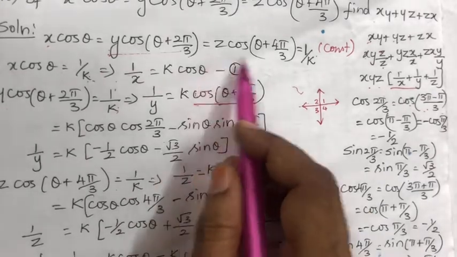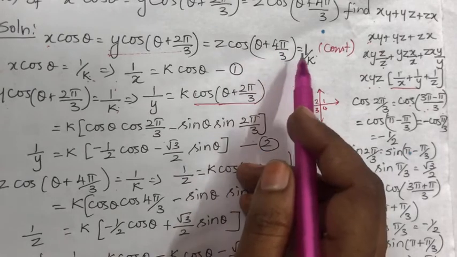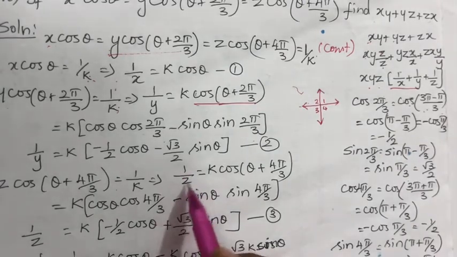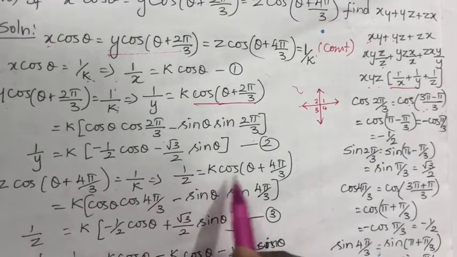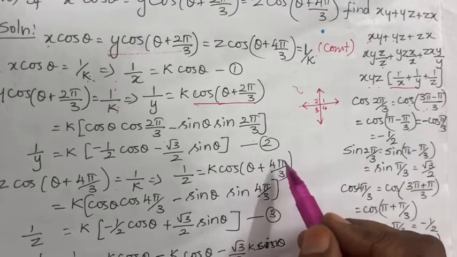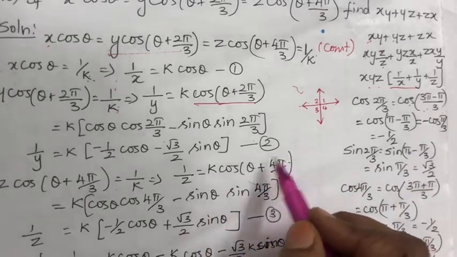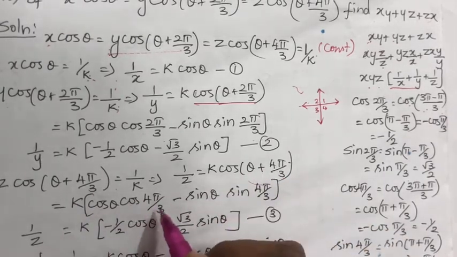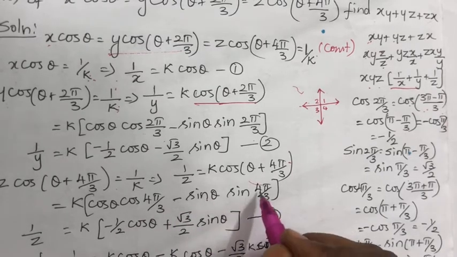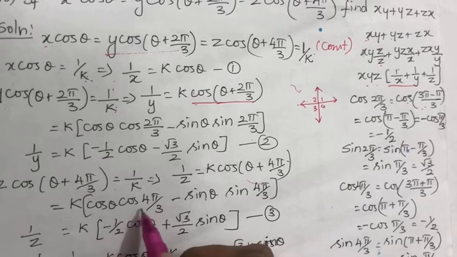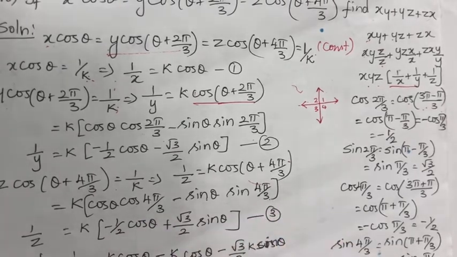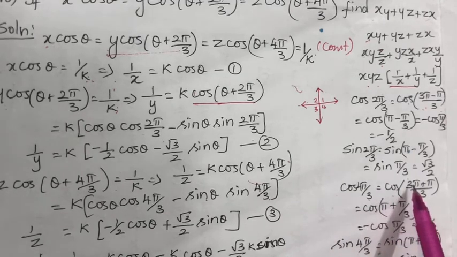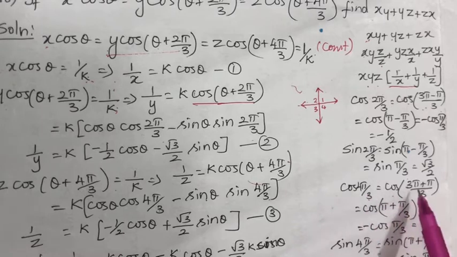Now let's take this expression, z cos(theta plus 4 pi by 3) is equal to 1 by k. So 1 by z is k cos(theta plus 4 pi by 3). Similarly, I'm going to expand this in the form cos(a plus b). So k into cos theta cos 4 pi by 3 minus sin theta sin 4 pi by 3. We have to find the value of cos 4 pi by 3 and sin 4 pi by 3. Cos 4 pi by 3 is equal to cos of (3 pi plus pi) by 3.